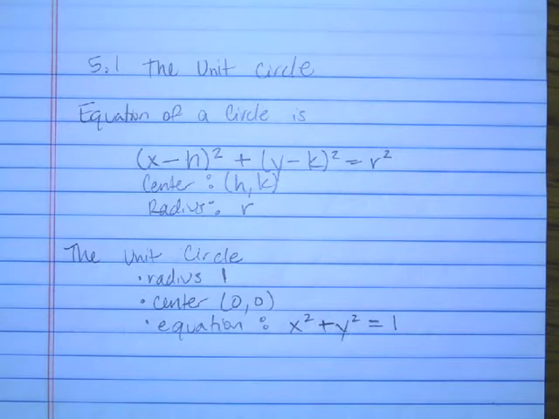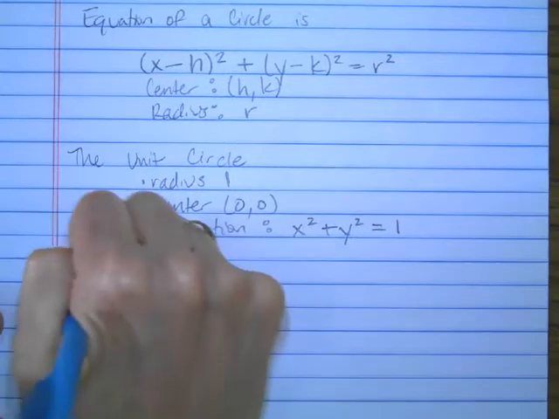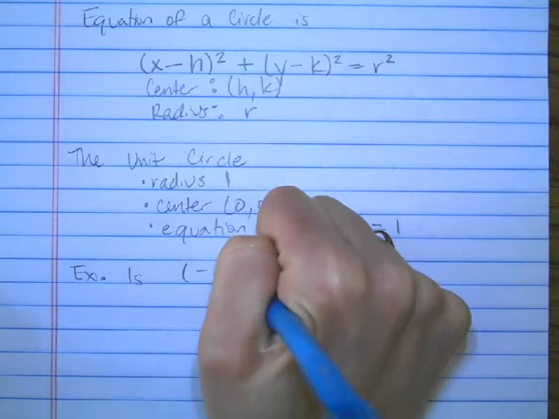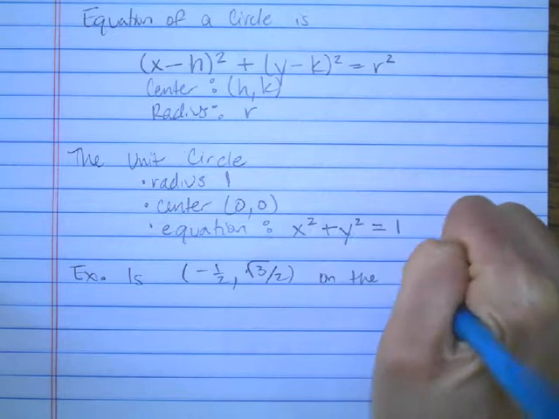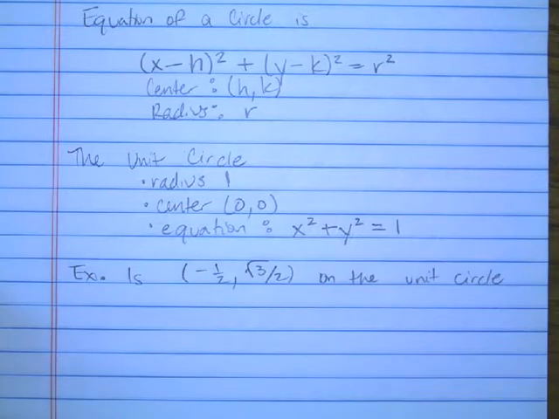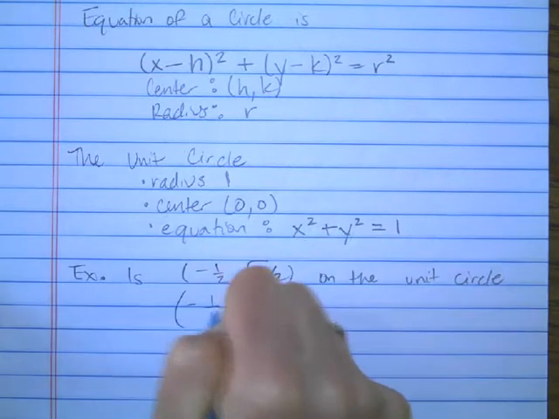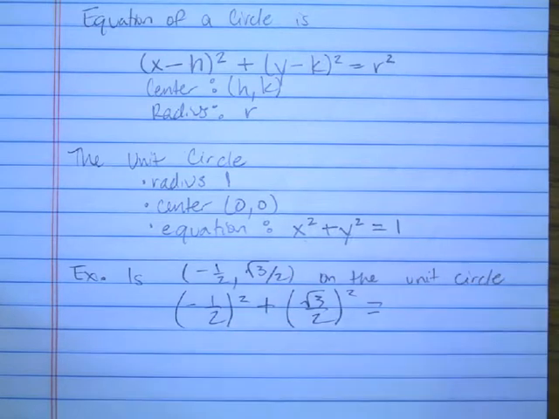So, let's say you want to see if a point is on the unit circle. You have to test the point. Okay, so is (-1/2, square root of 3 over 2) on the unit circle? Hold on. You have to test the point. So you're going to put it in this equation, x^2 + y^2. So you say (-1/2)^2 + (square root of 3 over 2)^2 equals, and we need to figure out if it equals 1, then it's going to work. If it doesn't, then it won't be on the unit circle.